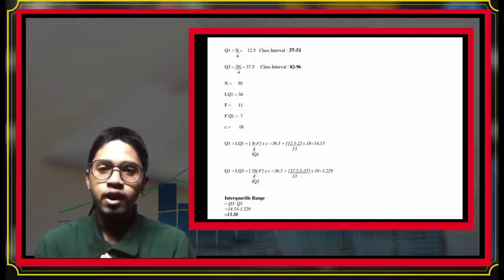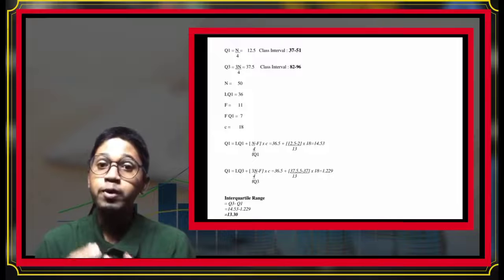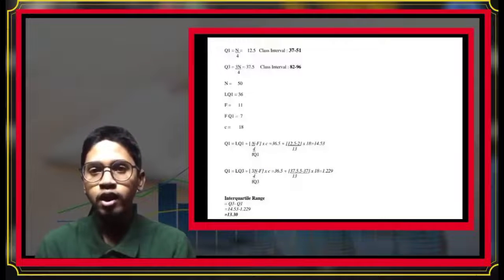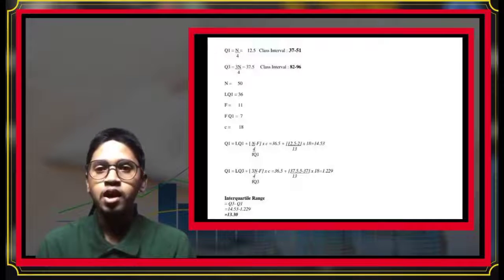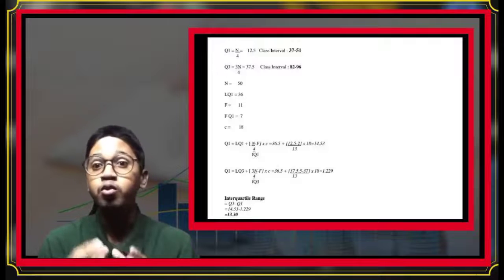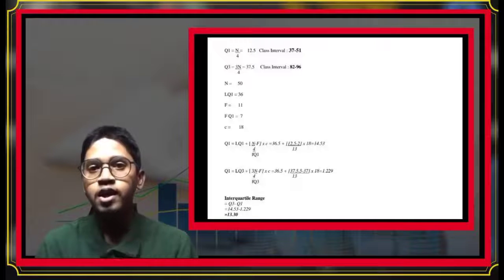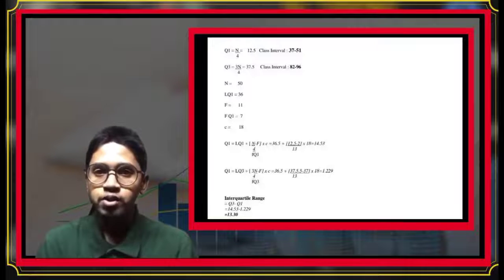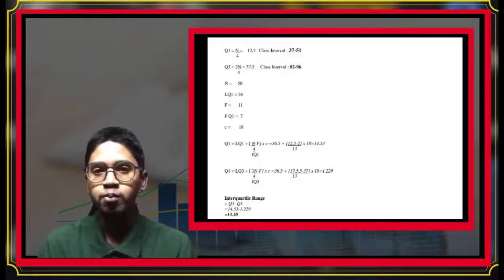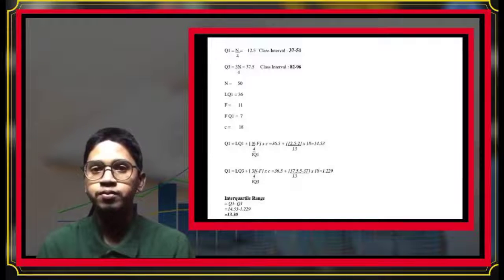The first quartile is the lowest 25% of numbers, and the second quartile is between 0% until 50%, up to the median, and then the third quartile is 50% until 75%. And the last quartile is the highest, which is 75% of numbers.